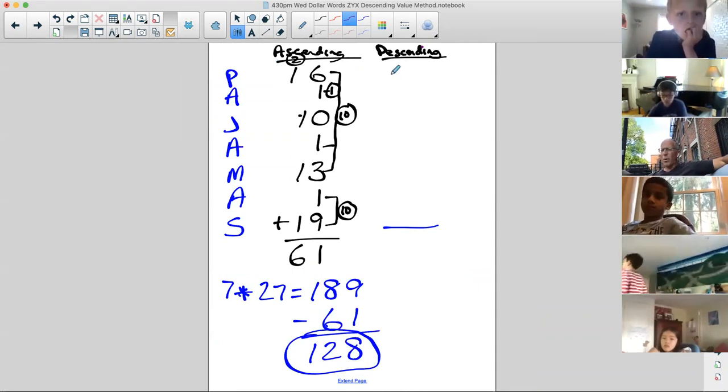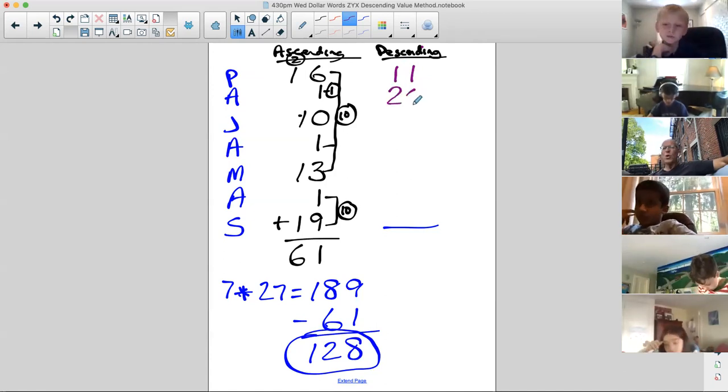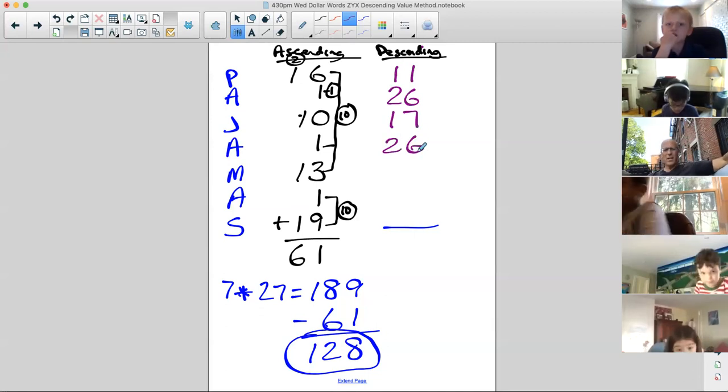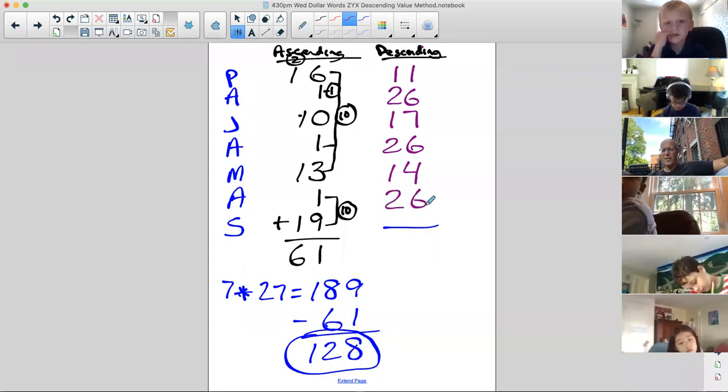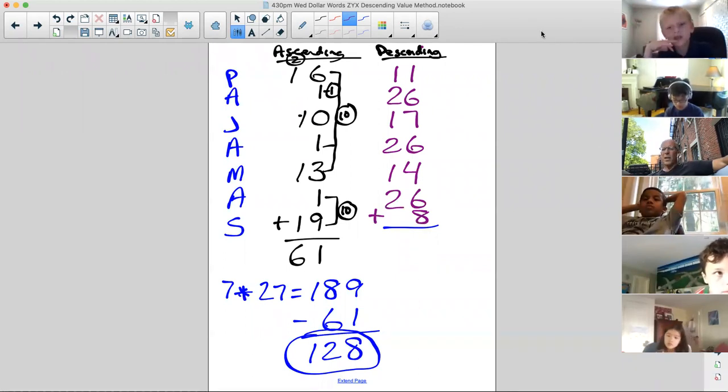All right. Now, ladies and gentlemen, what I want you to do is to tell me the descending value for each letter. Now remember, all you need to do is subtract from 27. 27 minus 16 is, go. 11. And 27 minus 1? 26. 27 minus 10? 17. 27 minus 1? 26. 27 minus 13? 14. Another 26. And what about 27 minus 19? 8.